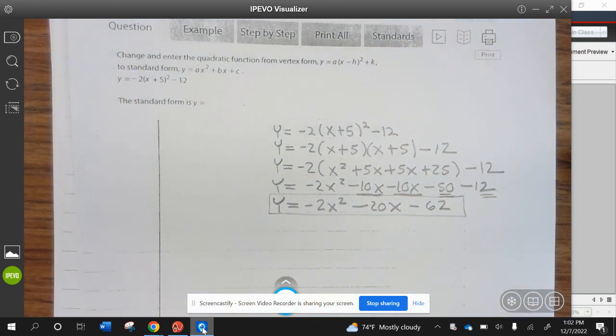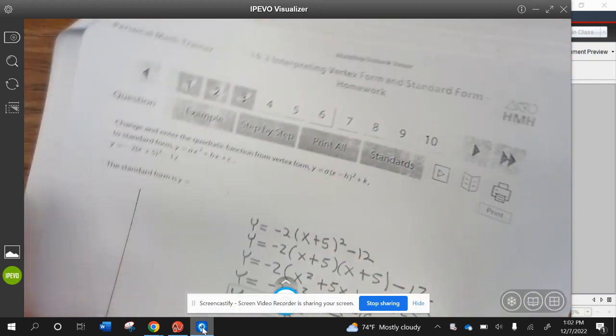All right, go ahead and finish up that example. Let's take a look at the next example.